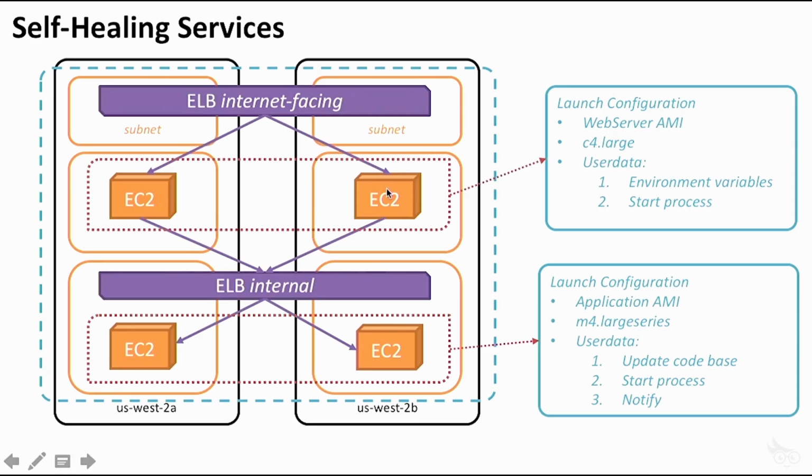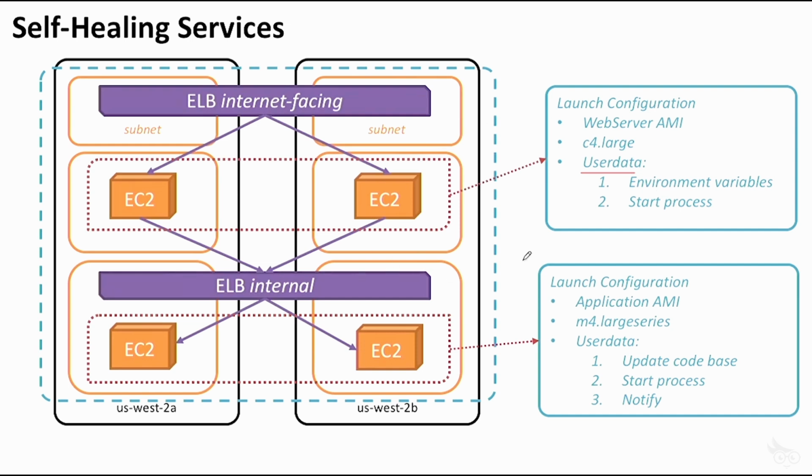So if one of these instances were to fail for whatever reason, then we want the auto-scaling service to be able to replace it. We can leverage user data, as we've talked about, either adding environment variables or adding a script that installs what needs to be installed, configures what needs to be configured, and gets that machine bootstrapped and running as quickly as possible.